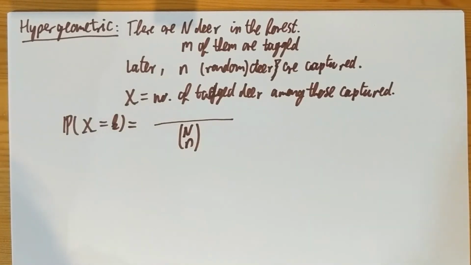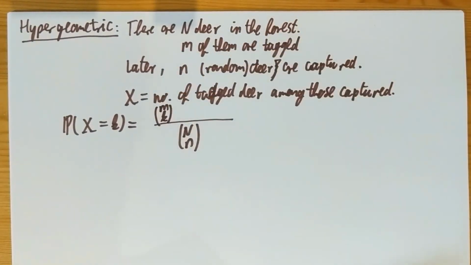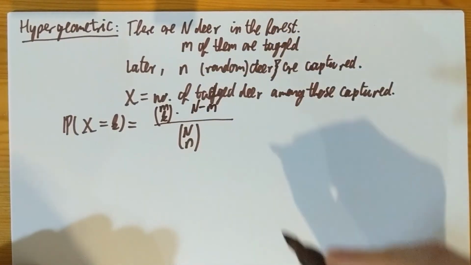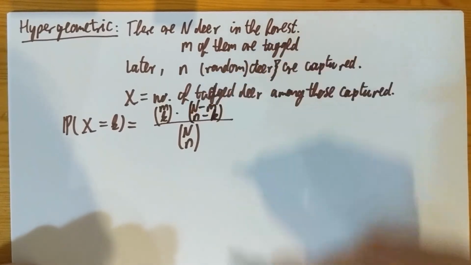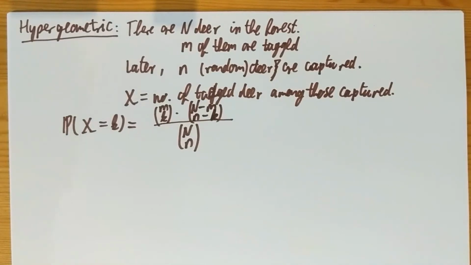But then the event X equals k means that out of the m tagged deer we have to select which k we're going to capture, and then there is a remaining N minus m deer, out of which we have to capture the remaining n minus k. So it's going to be m choose k times N minus m choose n minus k many ways of capturing exactly k of the tagged deer and then the remaining n minus k of the non-tagged N minus m deer.